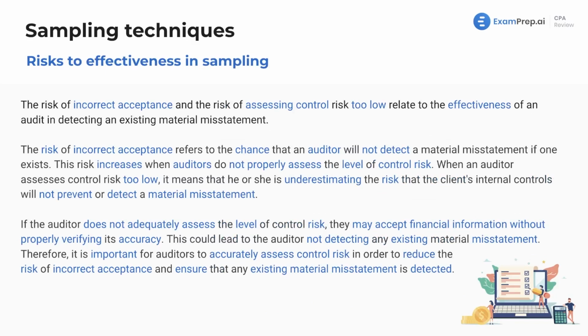Let's talk more specifically about that effectiveness. This is going to talk more about what we talked about, the risks to effectiveness in sampling. This involves, and I want you to memorize, the risk of incorrect acceptance. And you've got to memorize some things. It is what it is. It sucks, but it'll be 3 points in the exam if you memorize this. And the risk of assessing control risk too low, these are related to effectiveness in detecting an existing material misstatement.